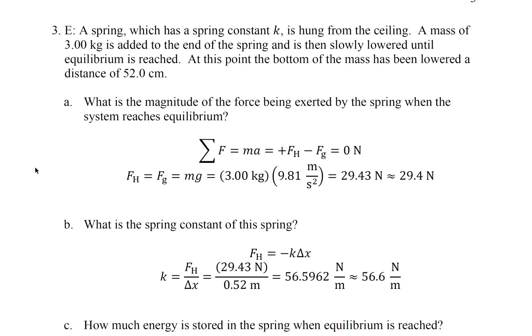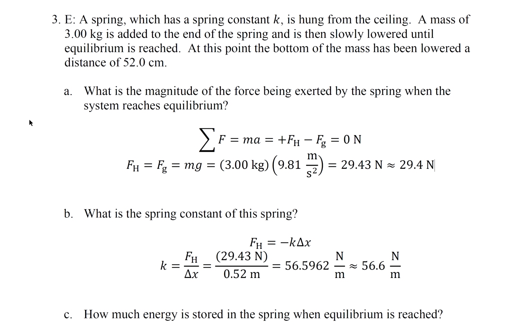So sigma F equals ma sub y. A sub y is 0. So sigma F is 0. We have plus force of the spring, Hooke's law, minus force of gravity equals 0. So it's equal to mg, which is about 29.4 newtons.